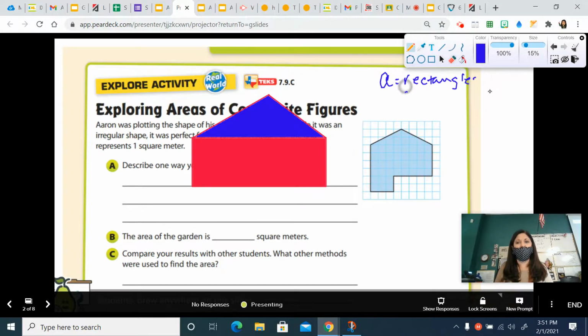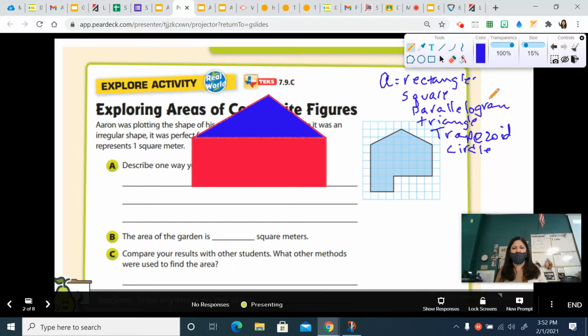We know a square, a parallelogram. What else? A triangle, a trapezoid, and a circle. So we know how to find all these shapes.